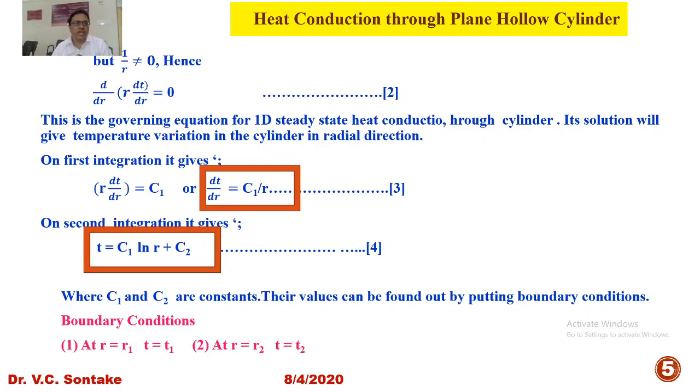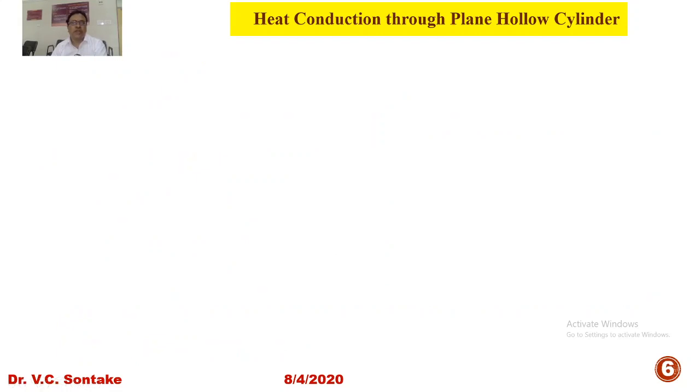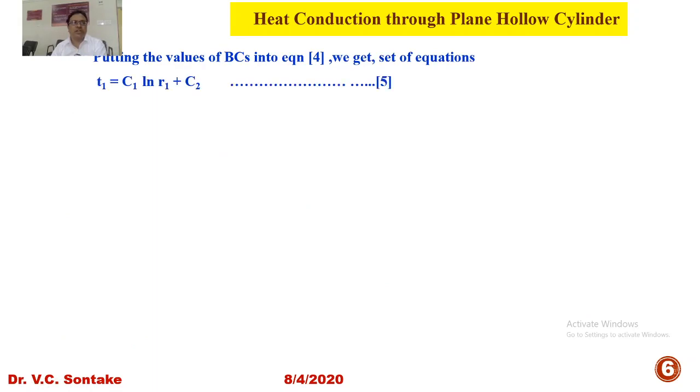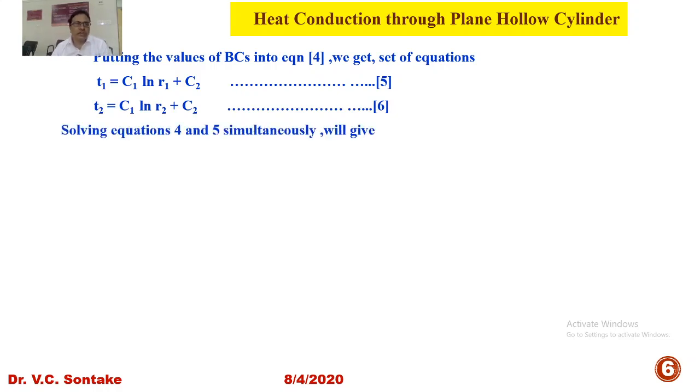Boundary condition number 1: at r is equal to r1, that is at the inner surface of the cylinder, temperature T is equal to T1, and at r is equal to r2, that is at the outer surface of the cylinder, temperature is T2. If I apply these two boundary conditions to equation number 4, I will get T1 is equal to C1 log r1 plus C2, equation number 5, and T2 is equal to C1 log r2 plus C2, equation number 6.